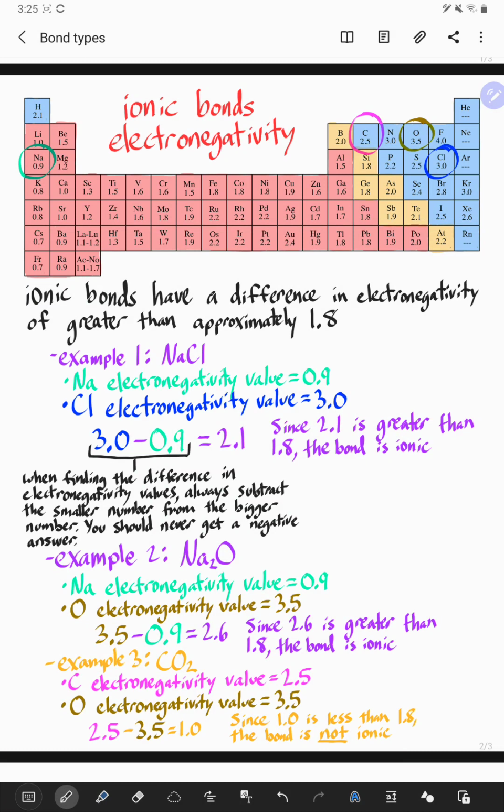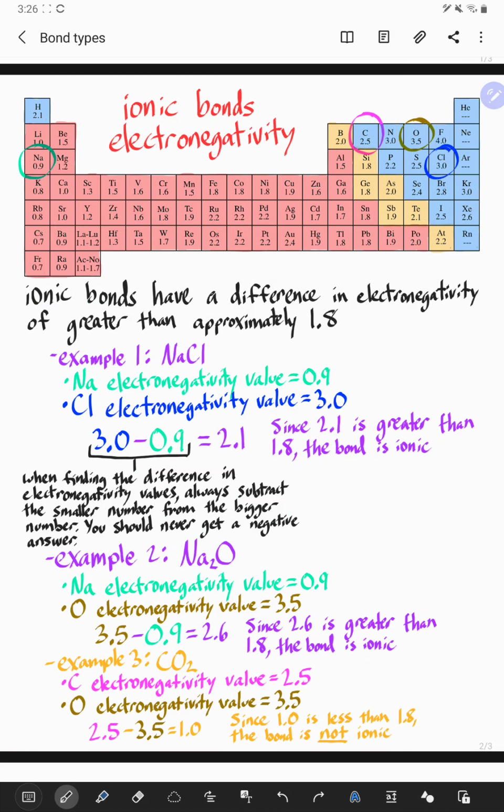The examples that we covered in the last video were sodium chloride and sodium oxide. Those were two examples that were covered in the last video, so we'll talk about those here. We said that an ionic bond has a difference in electronegativity of greater than approximately 1.8.